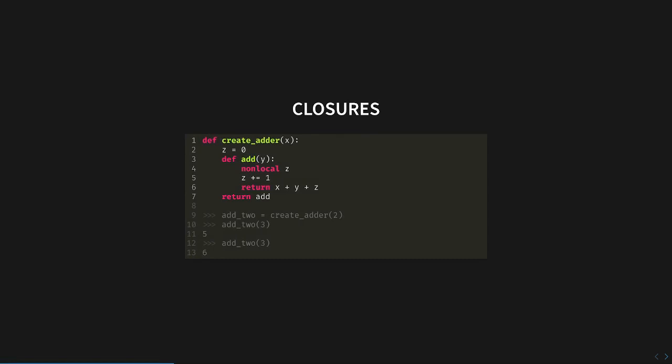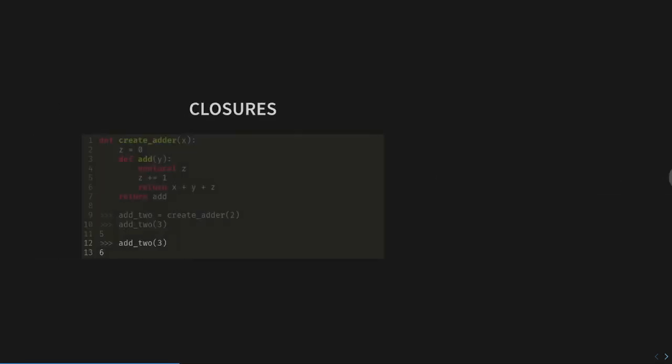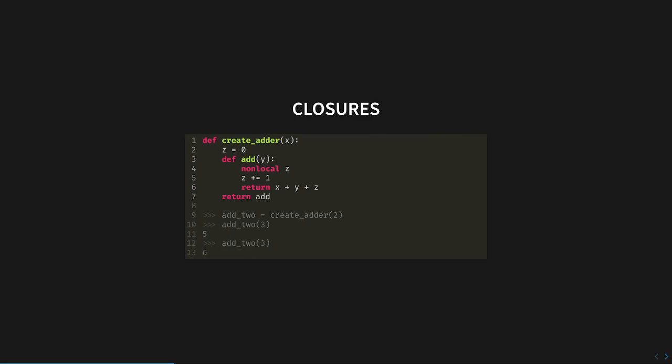Then we also get closures in Python because functions are first-class objects. So we can, like here, pass them around, create them within functions, return them from functions. You can see here, if we call create adder with 2, we get our little function to add 2 to an item. And the local variables get captured by the function.